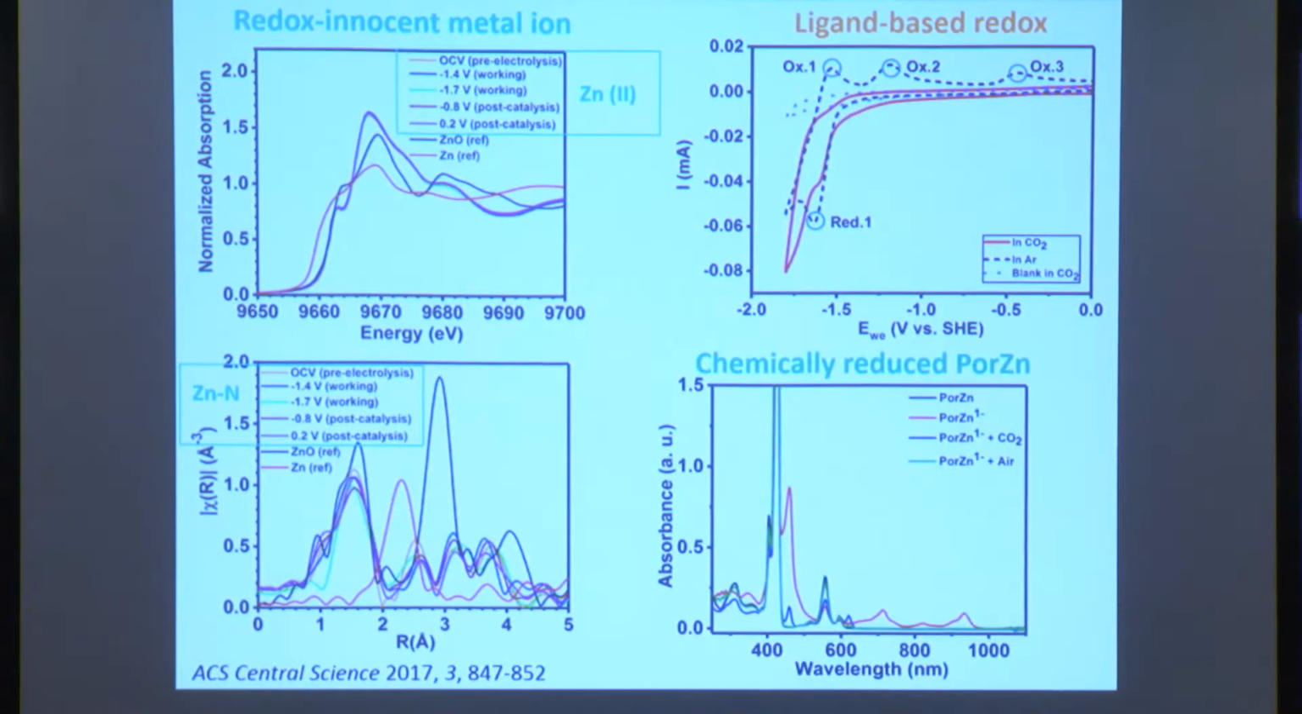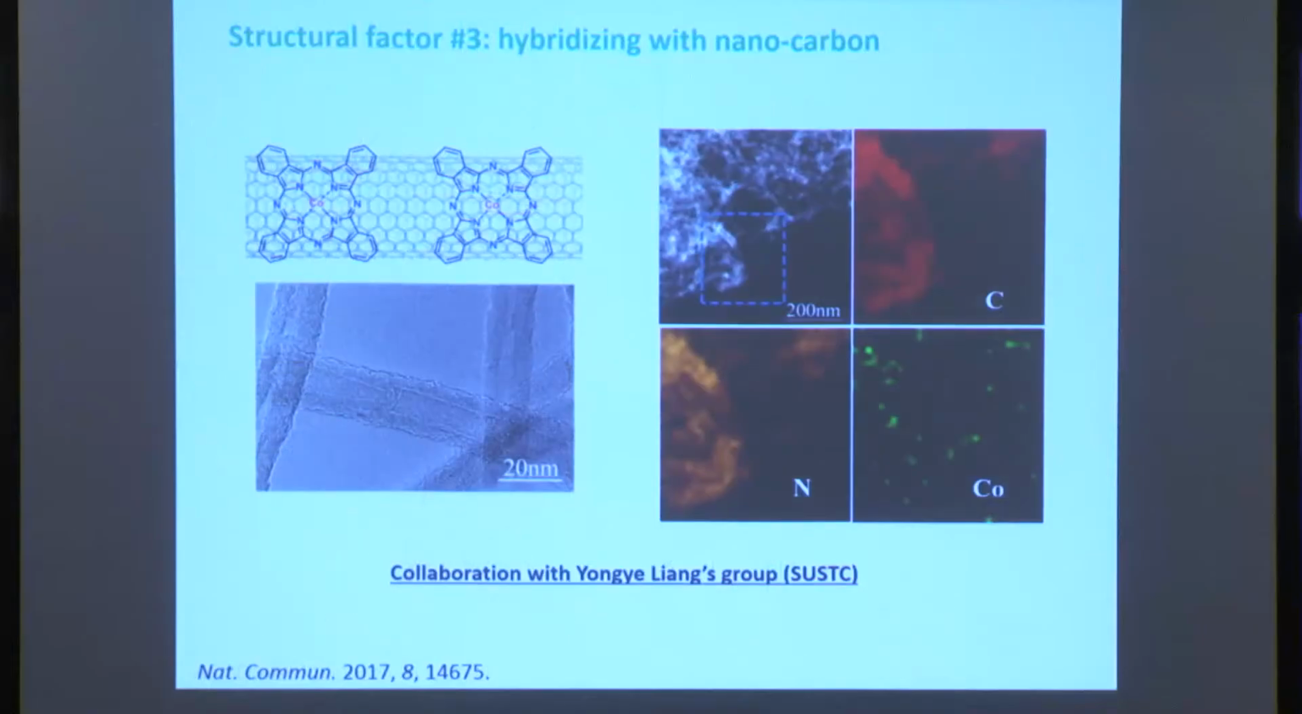And to verify this, we did some chemical reduction experiments. We chemically reduced the zinc porphyrin to show that it is indeed the ligand that gets reduced. Then we put in oxygen or carbon dioxide to show that the reduced molecule, with the electron parked on the ligand, can react with O2 or CO2, giving that electron back to those small molecules.